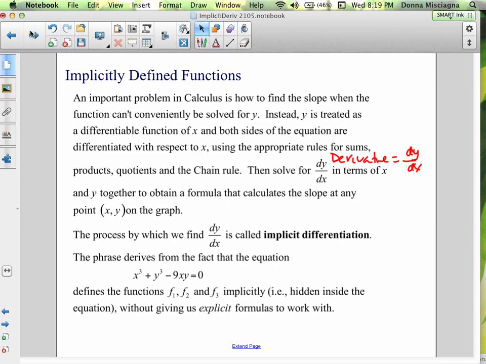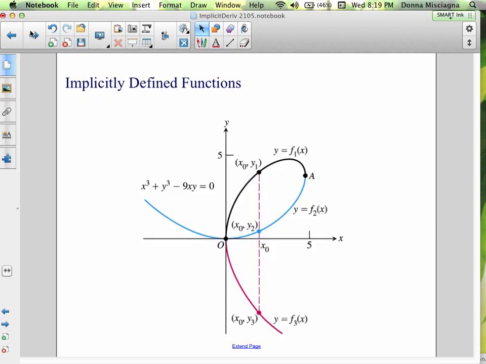because there's no way to rewrite that function explicitly in terms of a single variable. Here's, by the way, what that function looks like, and you might notice something about implicitly defined functions: they're really not functions at all, are they? This clearly does not pass the vertical line test. You can see that we've got three values of y given a value of x. So you can see why there's no way to solve for the dependent variable y. But fortunately, we don't need to.